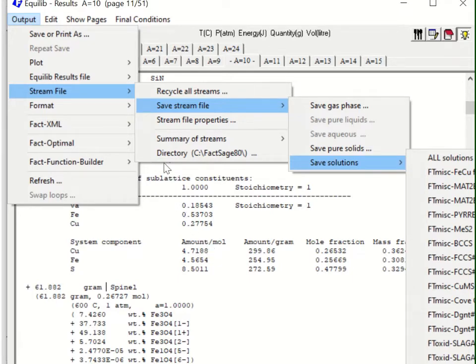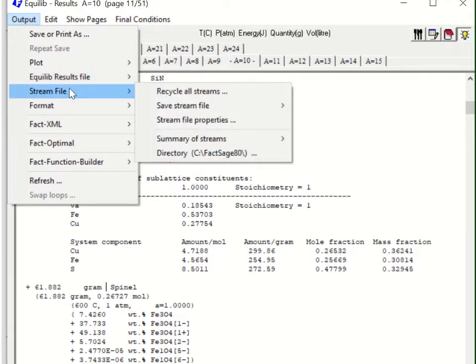So one of the easy ways to save the stream file for the next calculation is simply to go here and then Recycle All Stream. Then you can take all the output of this result, all the products of this result, as input for the next calculation. Okay, let's try that.